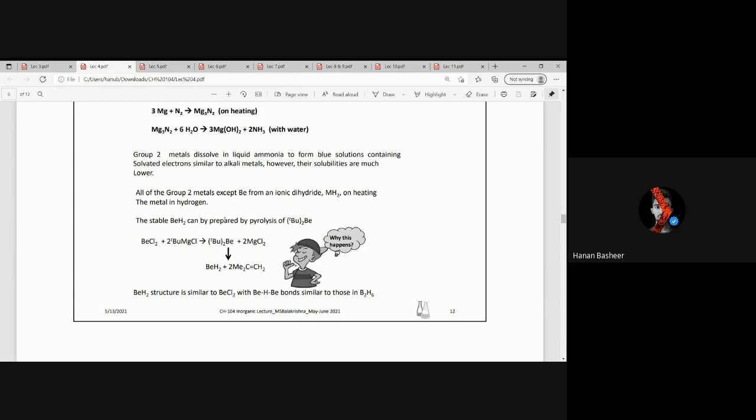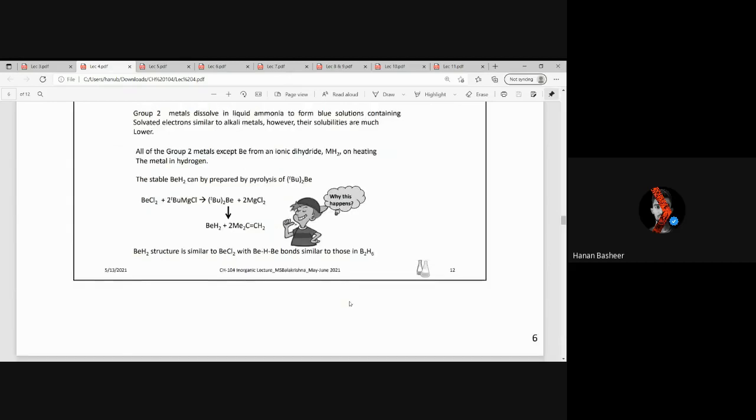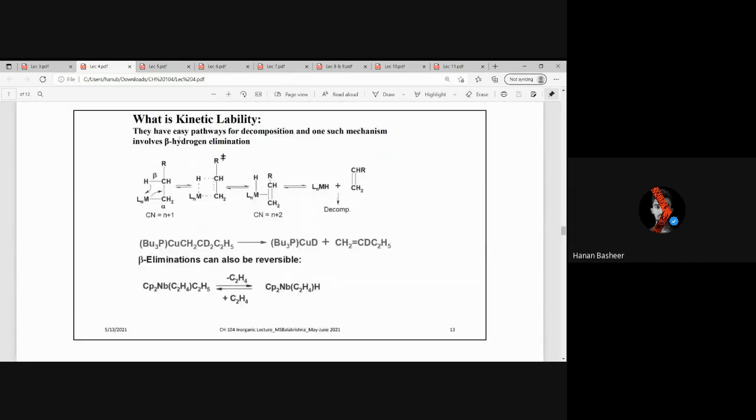Stable BeH2 can be prepared by pyrolysis of tertiary butyl beryllium. So when we add BeCl2 to this compound, which is the Grignard of tertiary butyl, we will get MgCl2 and this, and afterwards when we pyrolyze it, we get BeH2. So this is an elimination reaction where we get a double bond here, and the BeH2 structure is similar to BeCl2, with Be-H-Be bonds similar to that of B2H6.